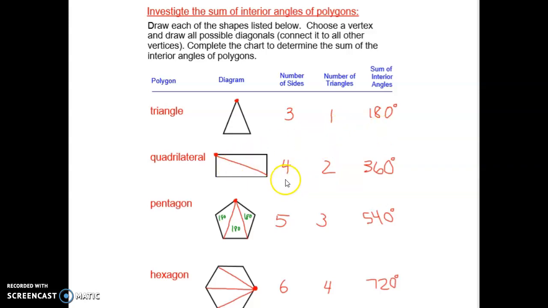Looking at a quadrilateral, which has four sides, I'm going to pick a vertex. So I'm going to pick this one here. And I'm going to draw a line connecting this vertex to all the other vertices. And I notice that what happens is I now have two triangles inside my quadrilateral. So it means I have 180 degrees here and 180 degrees here. So I have a total of 360 degrees.